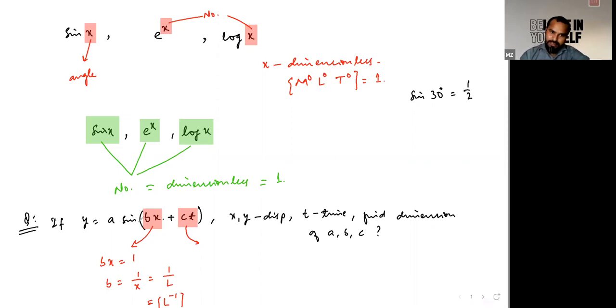As we have done in this problem, this is your sine. Sine is a trigonometric function, so Bx would represent nothing but an angle. So this angle would be dimensionless. So put this Bx equal to 1, and from this we can easily solve for B. Okay, Rishan?